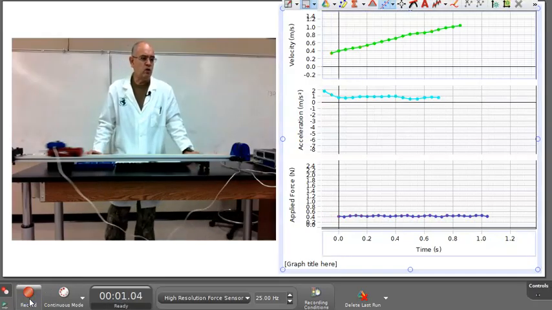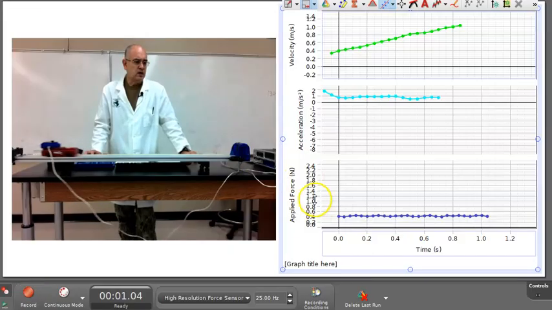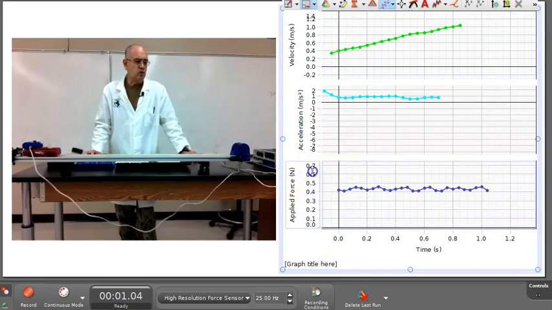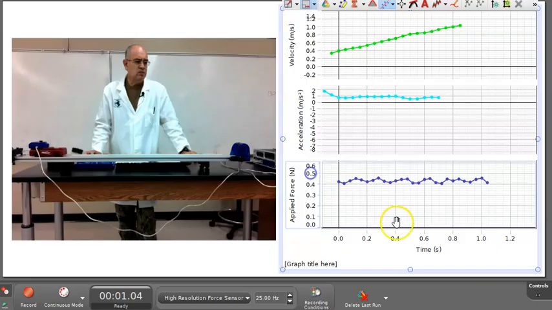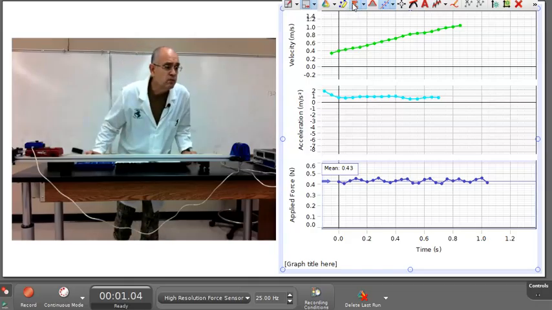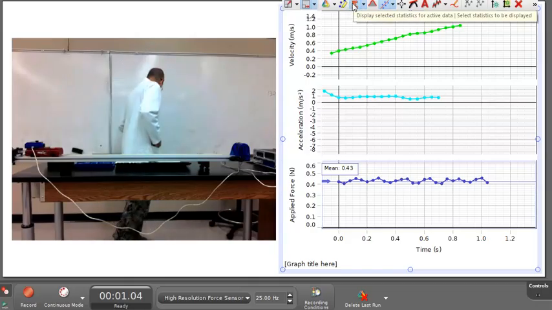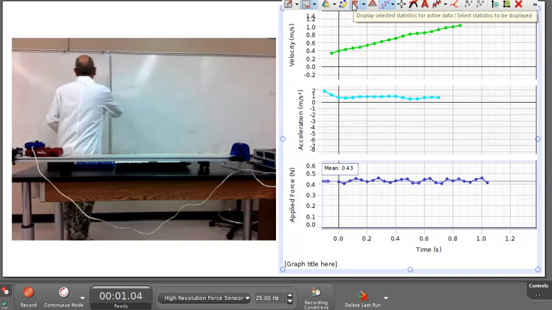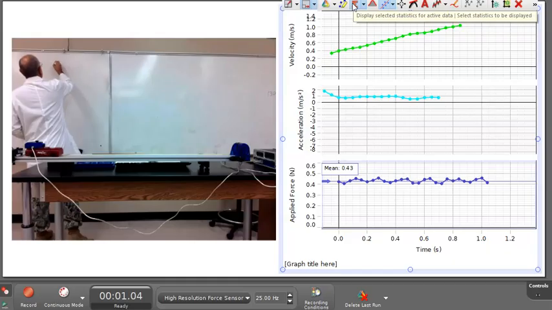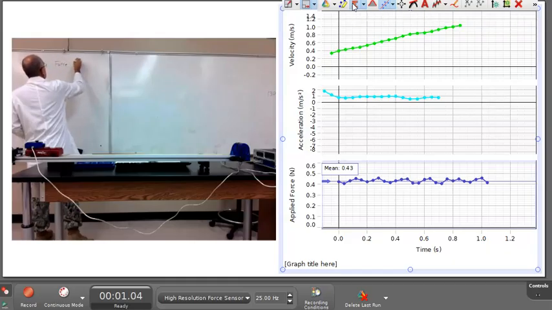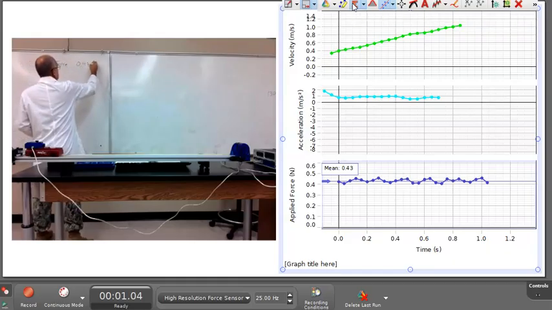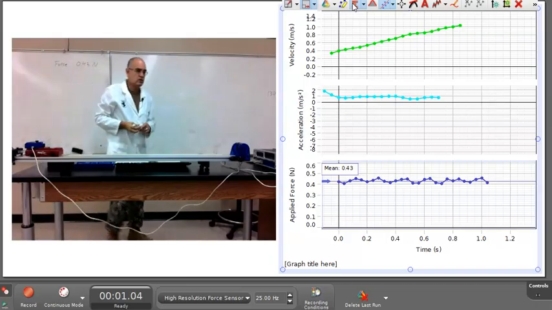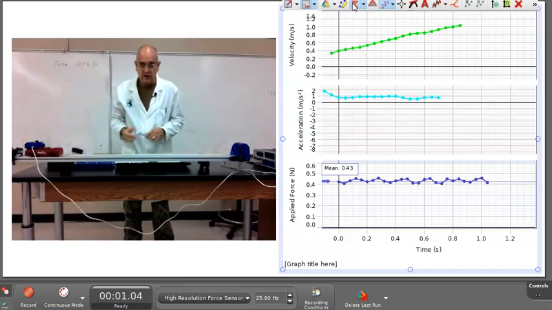And I stopped the recording just before impact. So as we see the applied force, there's our applied force there. Let's go ahead and record that. The applied force is 0.43 newtons. So let me go ahead and write that down on the whiteboard here. So the force, 0.43 newtons. Okay. Next, what's the acceleration?